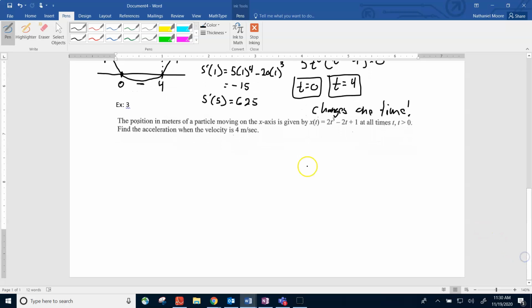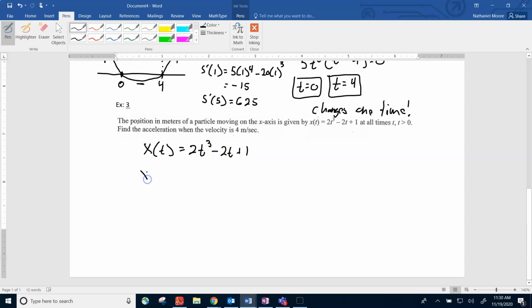Last one is example 3. The position in meters of a particle moving on the x-axis is given by x of t equals 2t to the power 3 minus 2t plus 1 at all times t, where t is greater than 0. Find the acceleration where the velocity is 4 meters a second. To do this, once again, let's write out our equation. x of t is equal to 2t to the power 3 minus 2t plus 1.